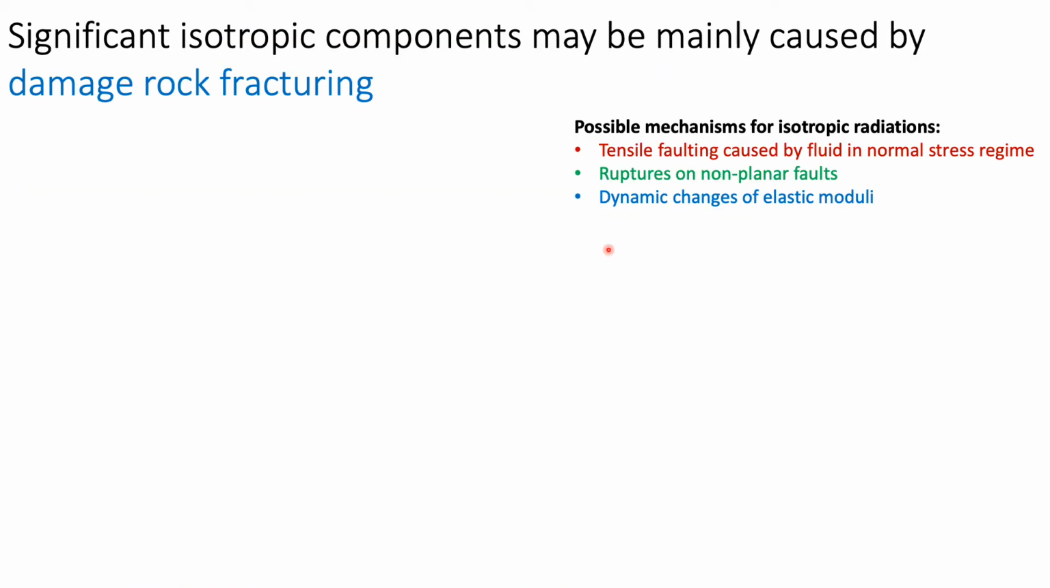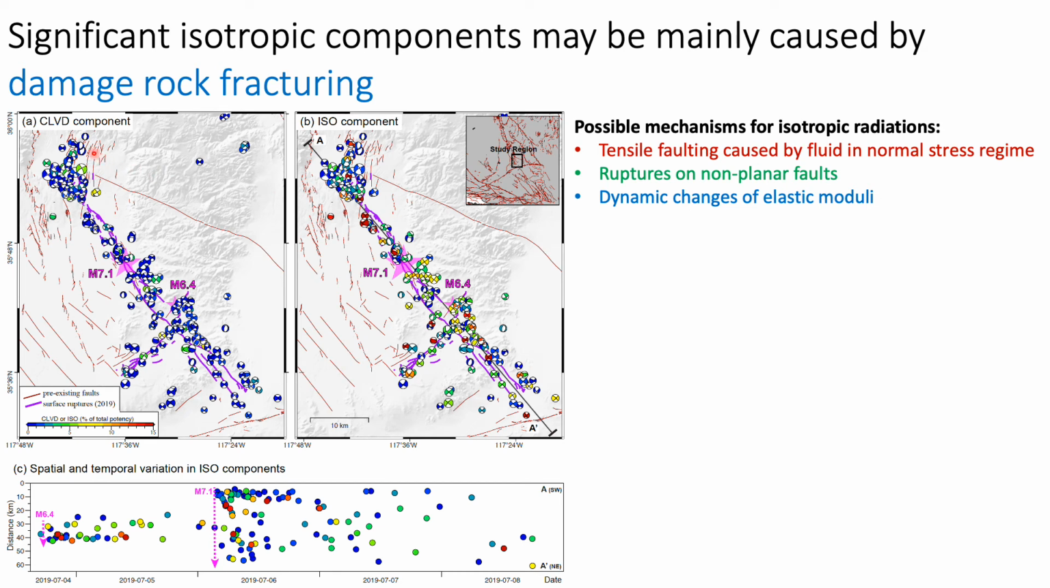There are three general explanations for isotropic radiations: tensile faulting caused by fluid in normal stress regime, ruptures on non-planar faults, and dynamic changes of elastic moduli. For probing the underlying mechanism, we analyze the spatial-temporal variations of the solved isotropic components. Here, figures A and B show the spatial distribution of moment tensors colored by CLVD components and isotropic components. Bottom figure shows the temporal variations of isotropic components along A-A'.